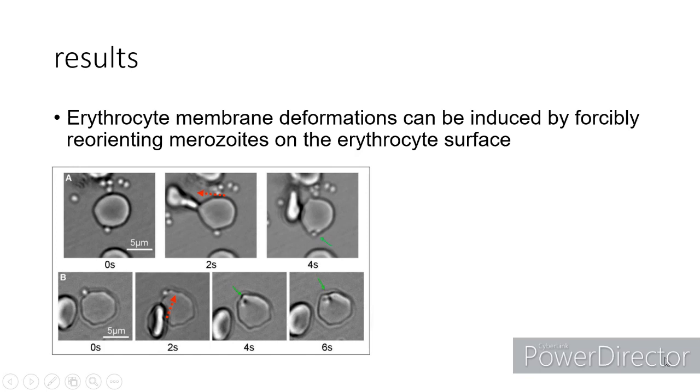So this result shows that the merozoites on the erythrocyte surface can cause the deformation. And the authors of this article guessed this might increase the invasion efficiency.